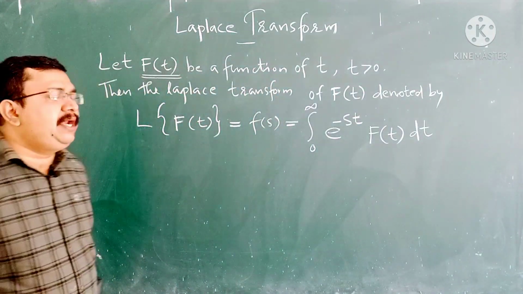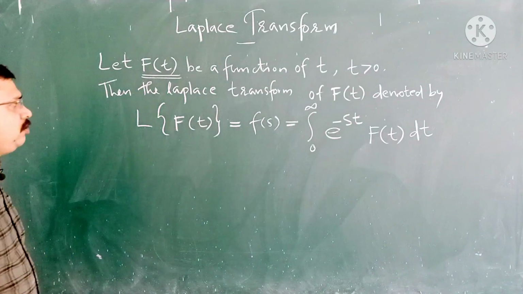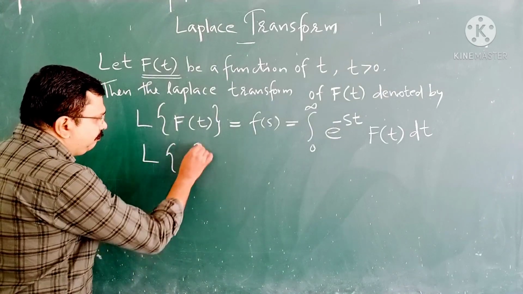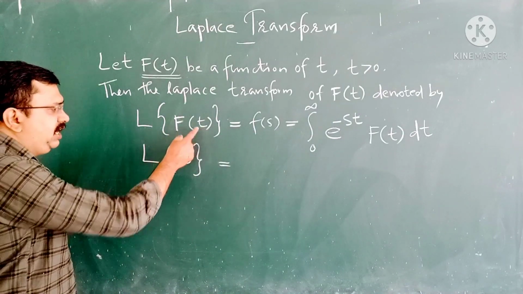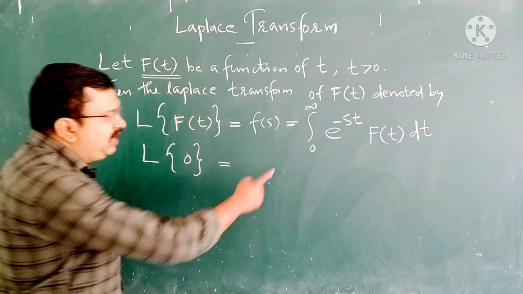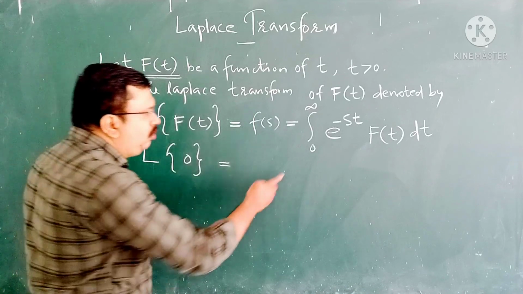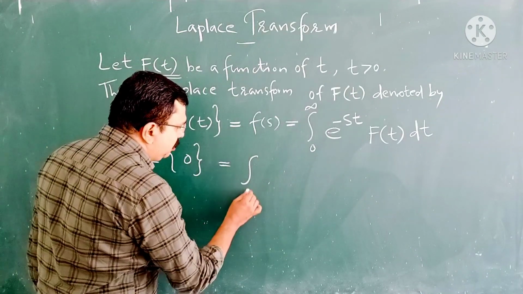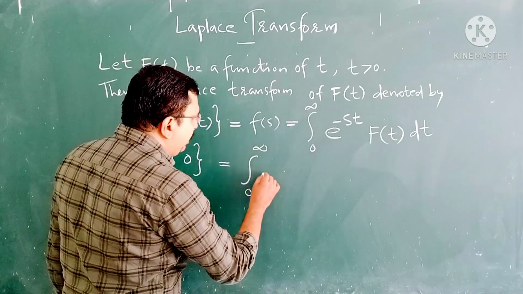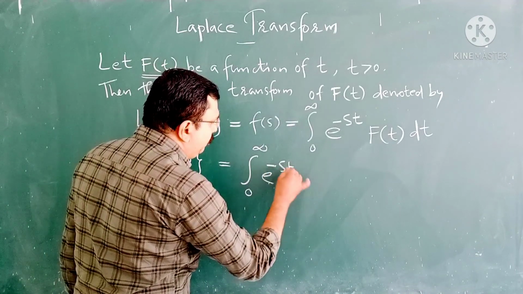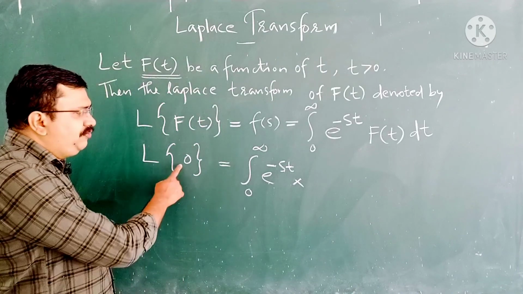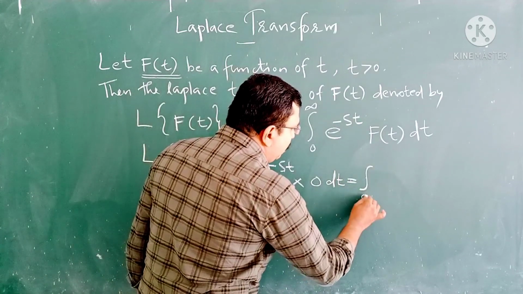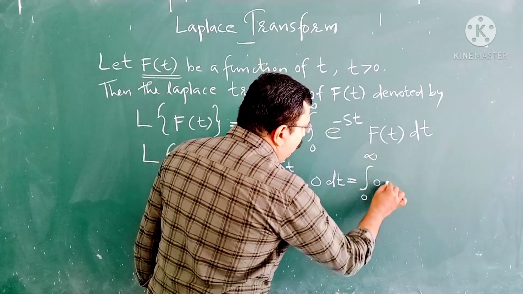Now we can find some important values. For example, the first one is, what is L{0}? Here f(t) is replaced by 0. Then by the definition, we can find L{0} as the integral from 0 to infinity of e^(-st) into f(t), where f(t) is 0, so 0 dt, which is equal to the integral from 0 to infinity of 0 dt.